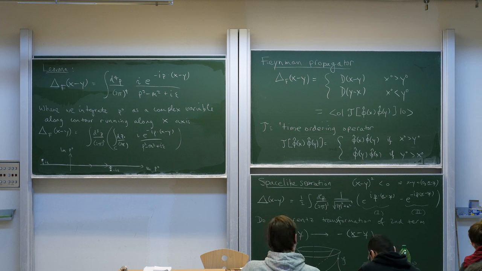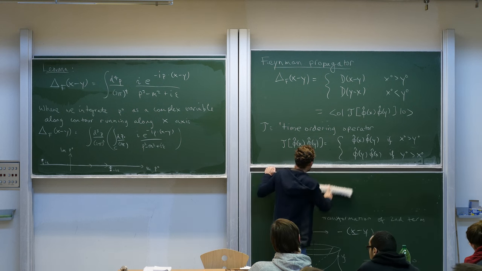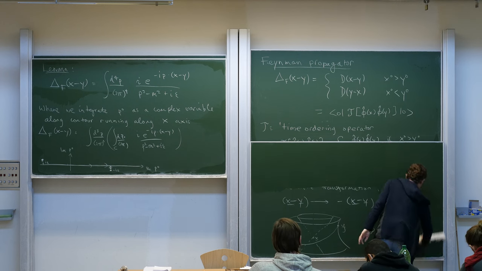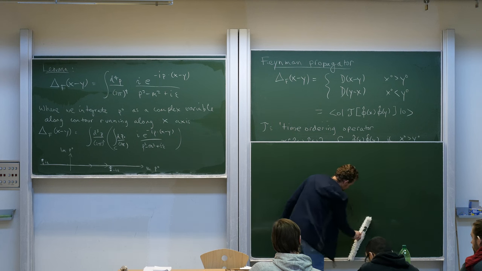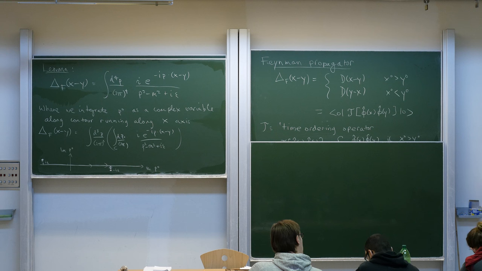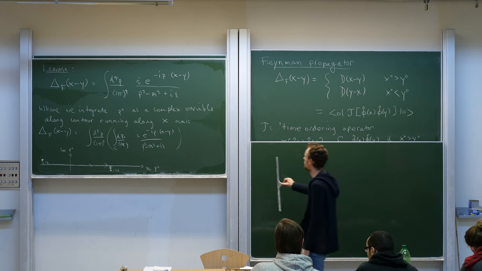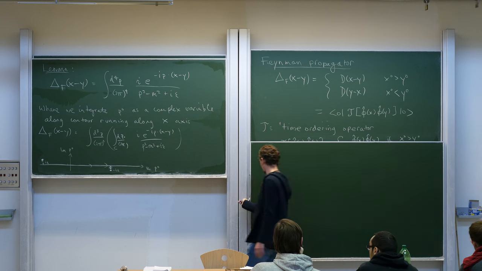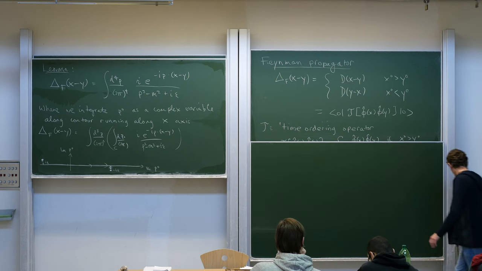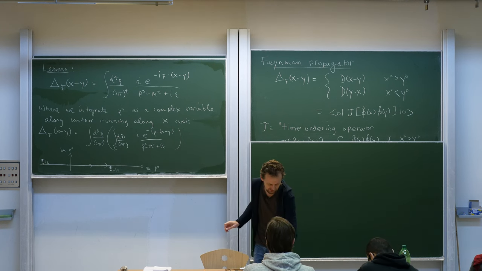And before I end today, we'll just make an observation about this Feynman propagator. And this observation is going to look rather mysterious, and it will remain mysterious until you learn about path integrals. So this second observation is true, but why it should be true will be completely unmotivated until you learn about path integral quantization, and then what I'm about to write down will be entirely natural.